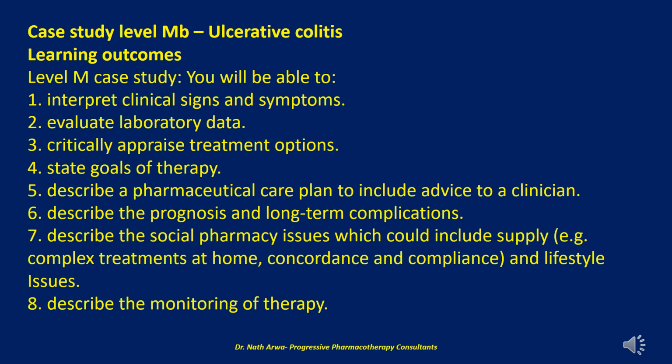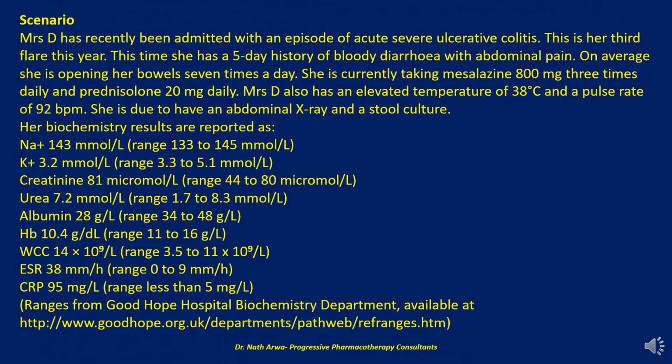7. Describe the social pharmacy issues which could include supply, e.g. complex treatments at home, concordance and compliance, and lifestyle issues. And 8. Describe the monitoring of therapy. We will begin with a clinical scenario.